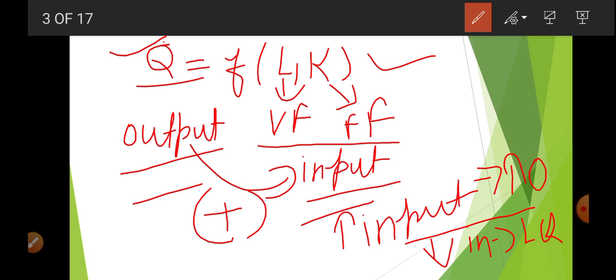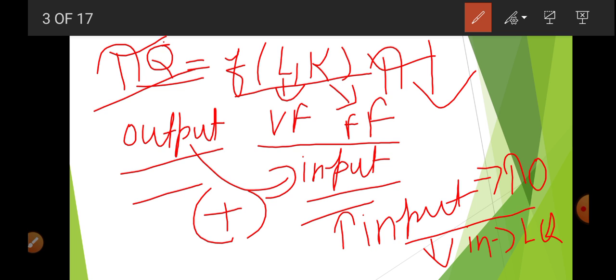Okay student, so simply, what is production function? It is a functional relationship between input and output, and there is a positive relation. If input increases, output also increases. If input decreases, output also decreases.